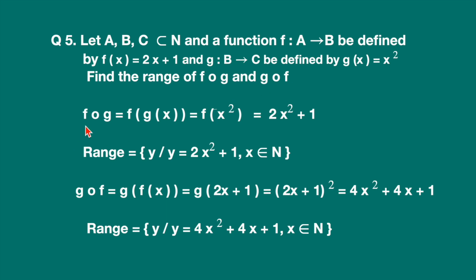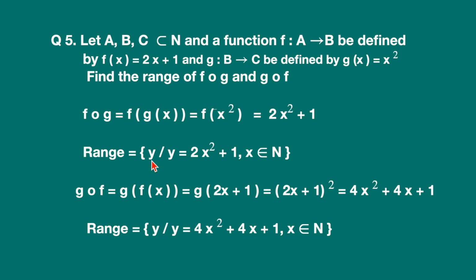So let's first find out fog. fog is equal to f of g(x), and g(x) is x square. So f of x square. Now in place of x you should write x square. f at x square will be 2x square plus 1. So what is the range of this function?